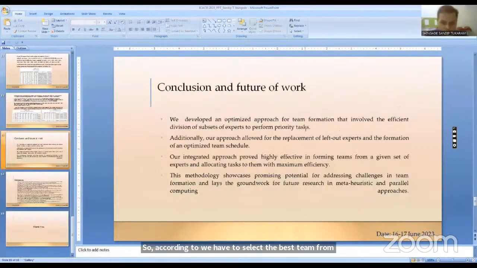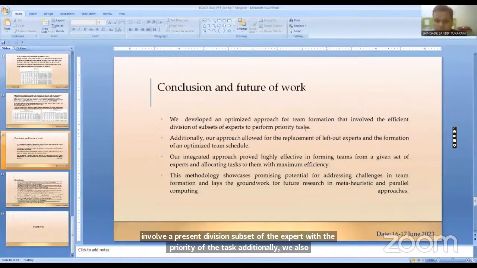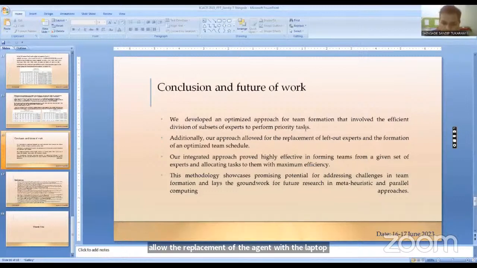Overall, in conclusion, we have developed an optimized approach for team formation involving efficient division of subsets of the experts with the priority of the task. Additionally, we also allow the replacement of the agent with another expert in the team formation problem with the schedule. We have to give the highly effective team with maximum efficiency.